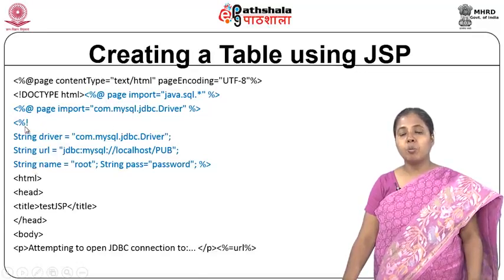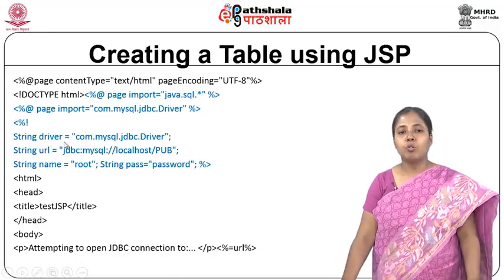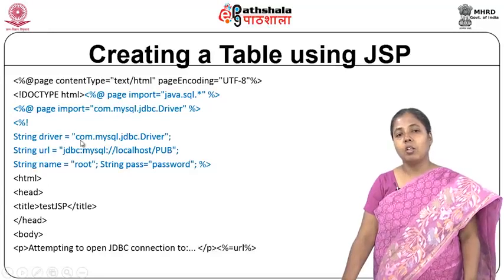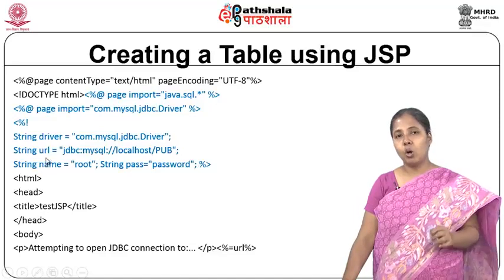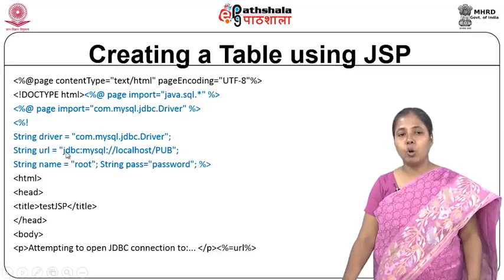Declaration has to be within this tag, that is after the percentage symbol you will have an exclamation mark. This shows that you are making a declaration. So, the declarative tag would be denoted by this. Now you declare a string called driver. This is the string you are going to use for loading the driver, that driver URL would be given here, and then you want to give the URL of the database. The URL of the database you will give as jdbc:mysql://localhost/pub. pub is the database name you are creating.